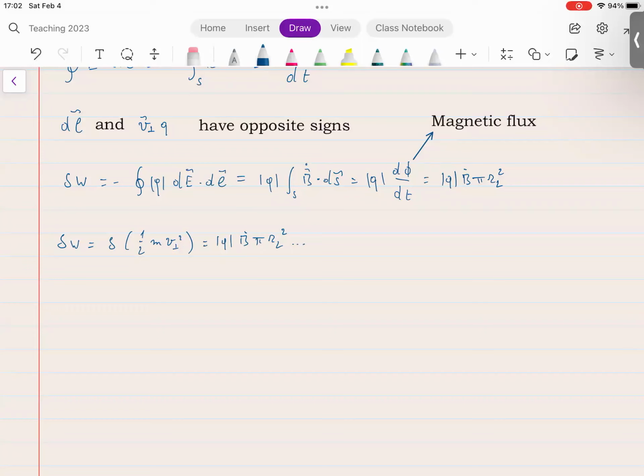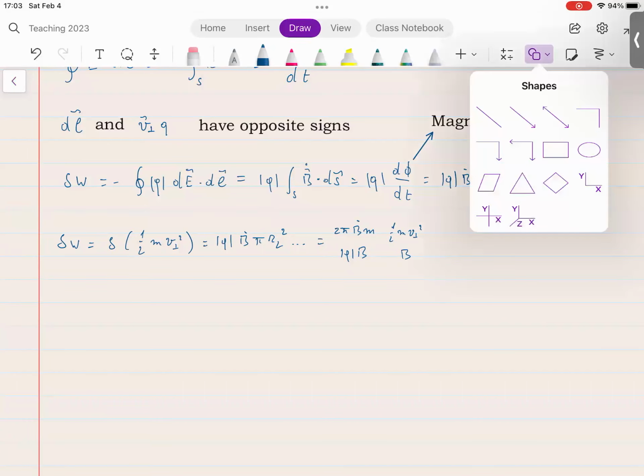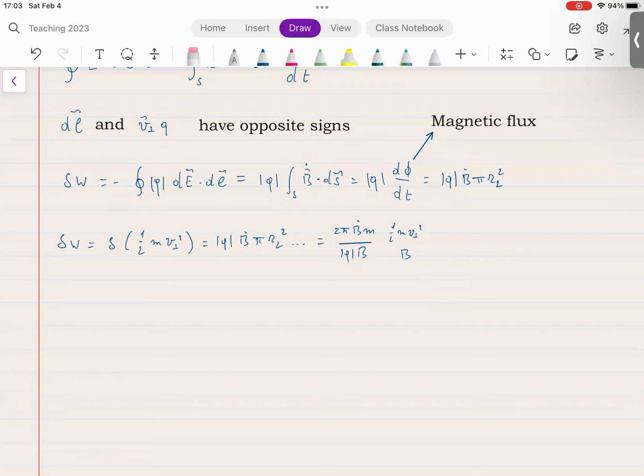I'm not going to do all the steps, but putting pieces together, what I get is one more step, 2 pi B dot M over absolute value of Q times B times 1/2 of M V perp square over B, where B is the absolute value of B. Now these two pieces clearly come from the square of the Larmor radius. I just replaced the expression for the Larmor radius and squared it and put all my pieces together. I need a 1/2, so I got a 2 times 1/2.